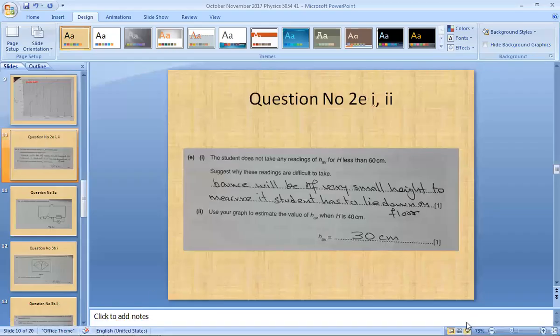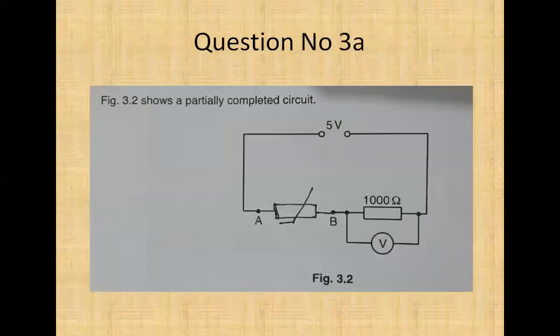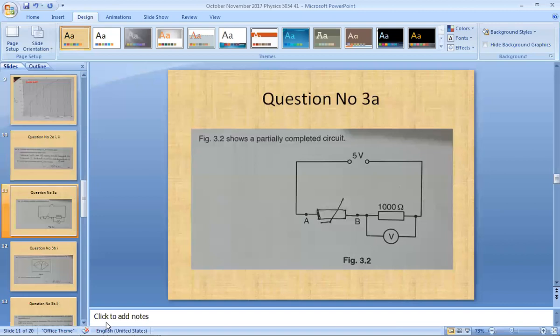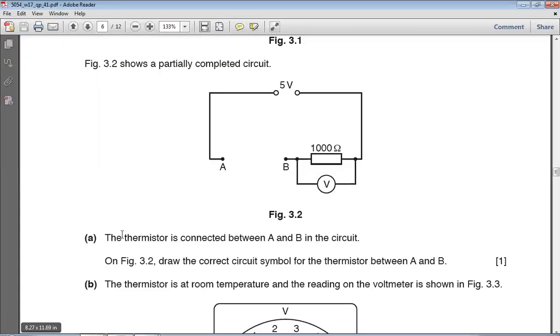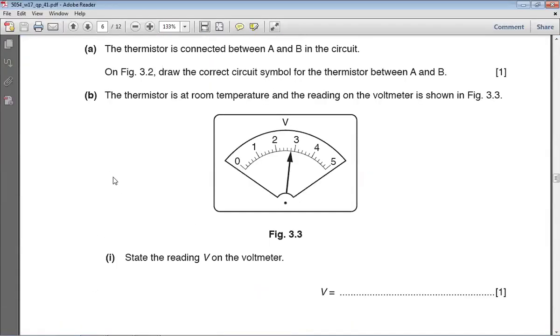Let me show you my answer. We have to draw the symbol of the thermistor. So remember this: in our Desi language, we say we make a resistor and then we draw a hockey stick here. We say it's a hockey, ice hockey, you know. This is the symbol for the thermistor. Hopefully you understand. Okay, so here we go.